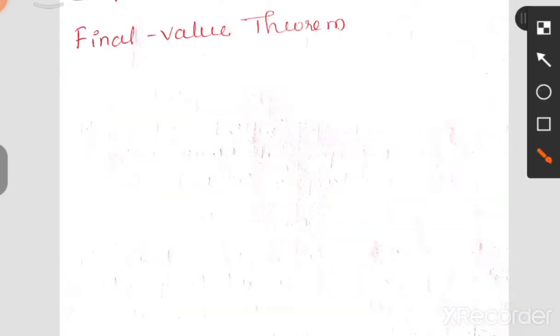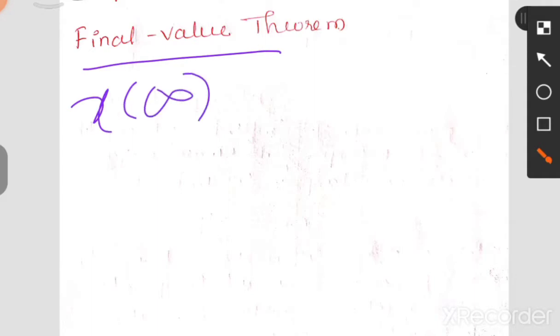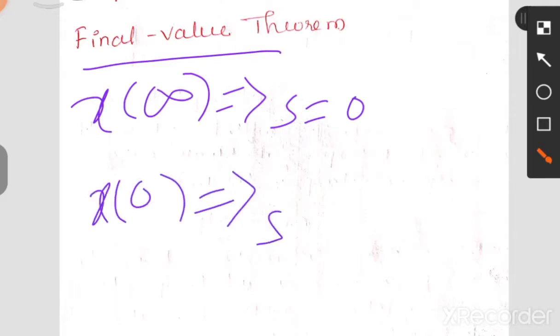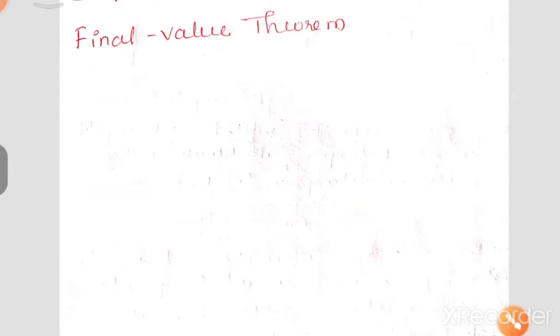Now we can conclude that in the final value theorem, to find x of infinity, we have to substitute s is equal to 0, and for the initial value theorem, to find x of 0, we have to substitute in the function s is equal to infinity. So these two are your final value and initial value theorems. Now we will solve a few numericals on this.